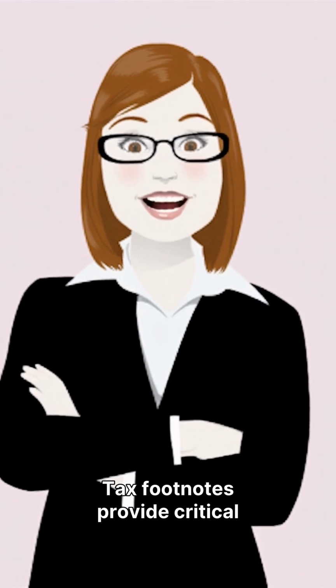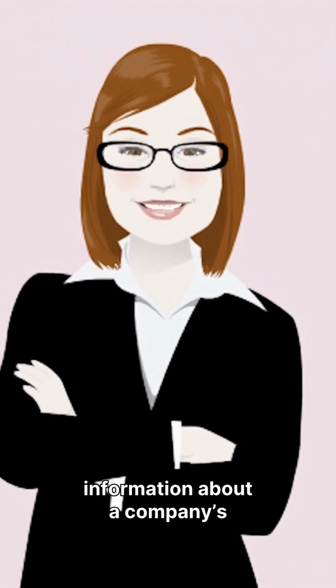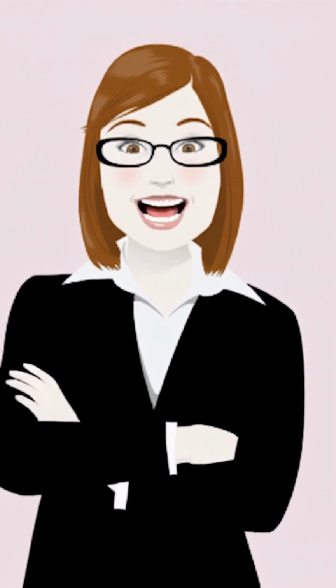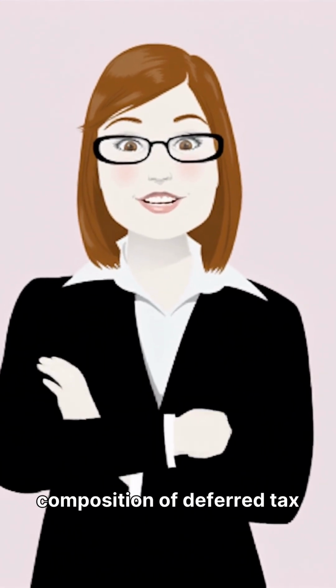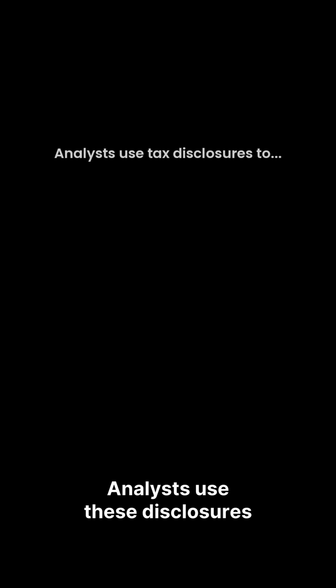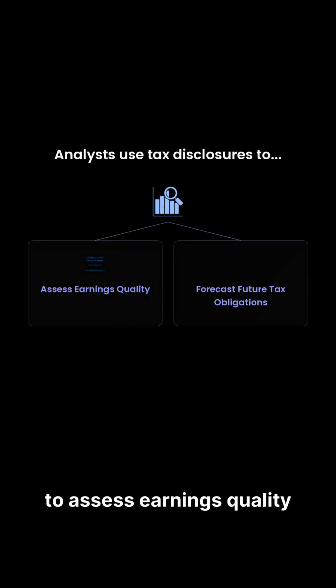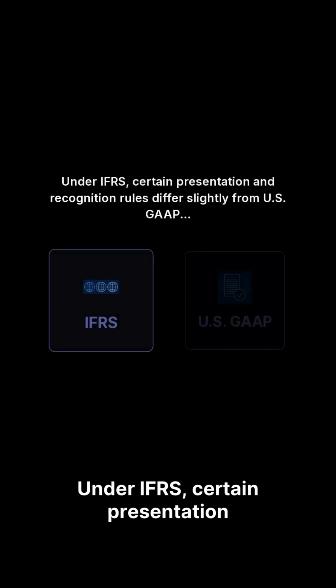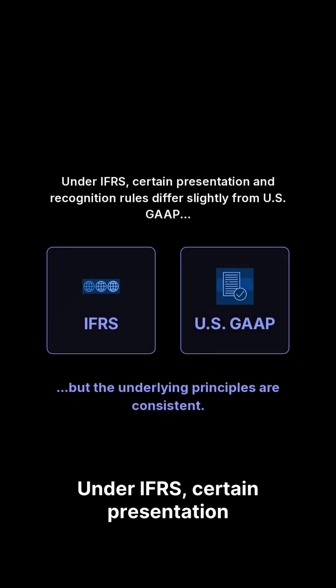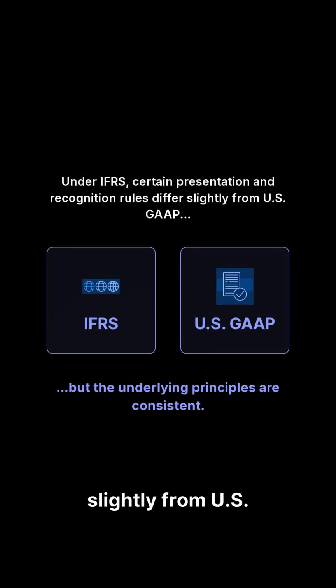Tax footnotes provide critical information about a company's effective tax rate, uncertain tax positions, and the composition of deferred tax accounts. Analysts use these disclosures to assess earnings quality and forecast future tax obligations. Under IFRS, certain presentation and recognition rules differ slightly from US GAAP, but the underlying principles are consistent.